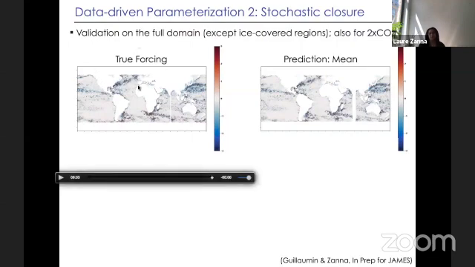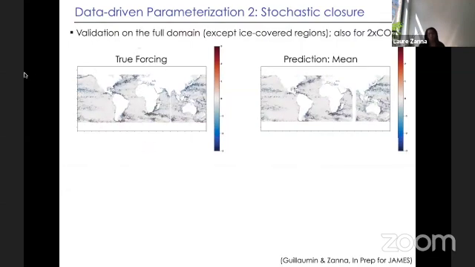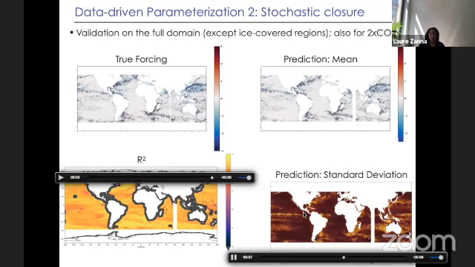So this is the predicted forcing from that high resolution simulation. It plays on the left, and on the right is the prediction. So it does a pretty decent job everywhere. But we also learn the standard deviation. So now we're not just learning the mean, we're also learning the standard deviation of that forcing. And here again, it does a pretty decent job.